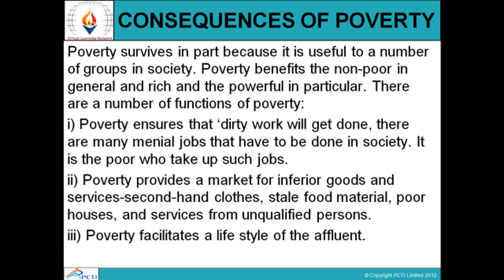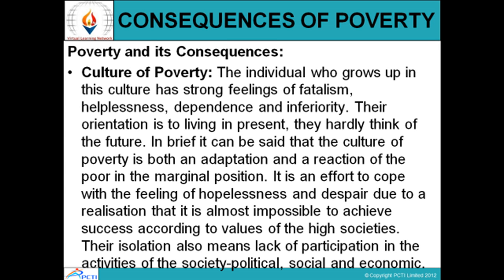Poverty facilitates the lifestyle of the affluent. Now, poverty and its consequences: the culture of poverty. The individuals who grow up in this culture have strong feelings of fatalism, helplessness, dependence and inferiority. Their orientation is to living in the present. They hardly think of the future, and in brief it can be said that the culture of poverty is both an adaptation and a reaction of the poor in a marginal position.